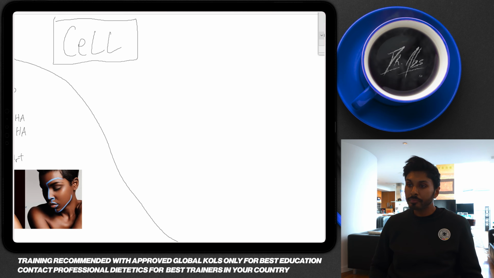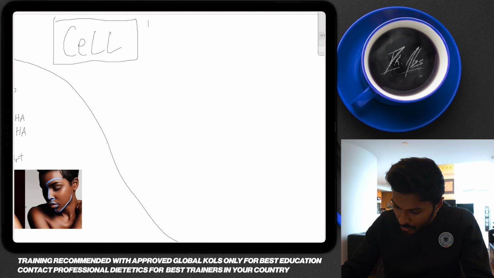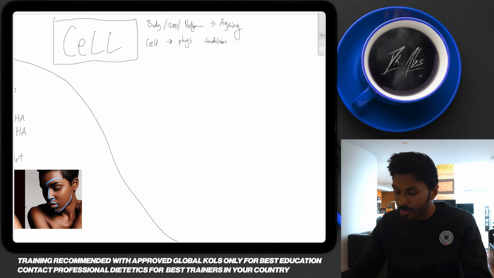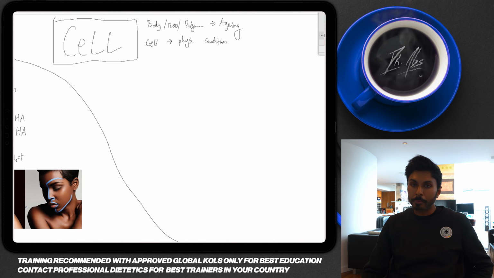But to start off, you have to understand that, let me write this here. So body 1200 plus slash performer, they treat aging. Okay, cellulite treats a physiological condition, a medical condition. And that's the perspective you need to have.